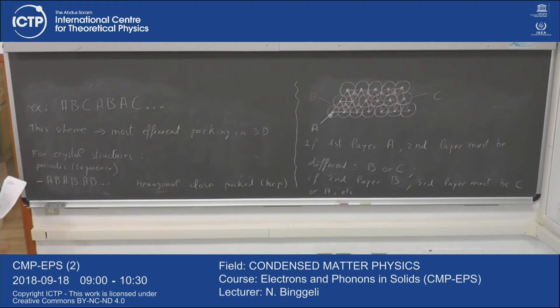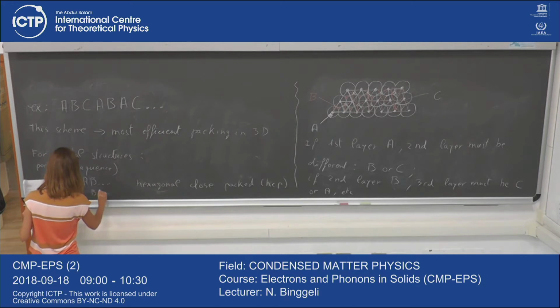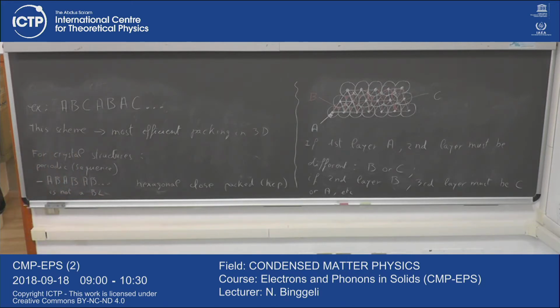So the hexagonal closed packed structure or lattice is not a Bravais lattice, but it exists in nature. With 2 atoms in the basis. So this sequence is actually not a Bravais lattice. Instead, the other sequence, the simplest, which is ABC, ABC, is a Bravais lattice.